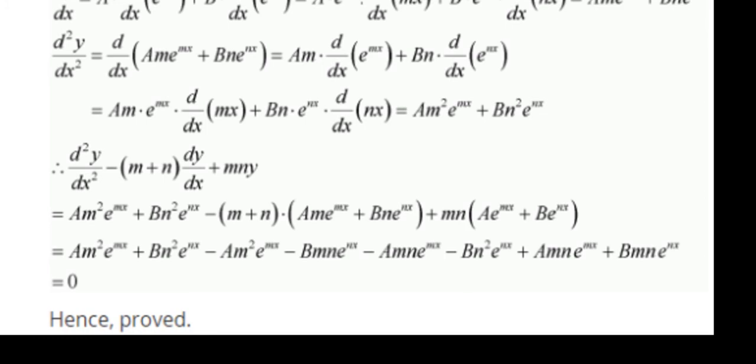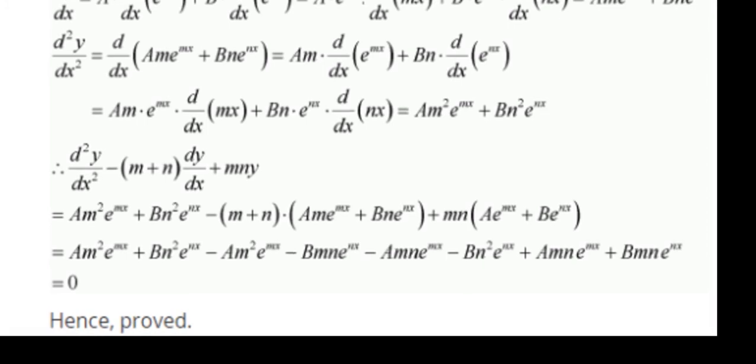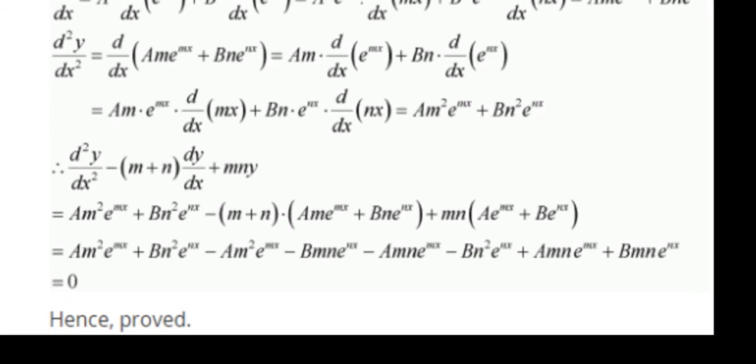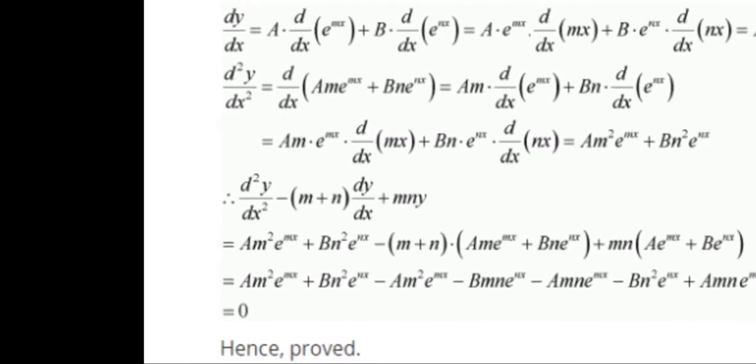Now when we remove the bracket and simplify, you can see that all the like terms get cancelled. Am square e to the power mx, and one more term is there, am square, so plus and minus get cancelled. Similarly bn square e to the power nx, there are two terms, one is plus, one is minus, get cancelled. bmn e to the power nx, also two terms, one is plus, one is minus, cancelled, and all the terms like this get cancelled, and we have got the answer 0, and hence proved.